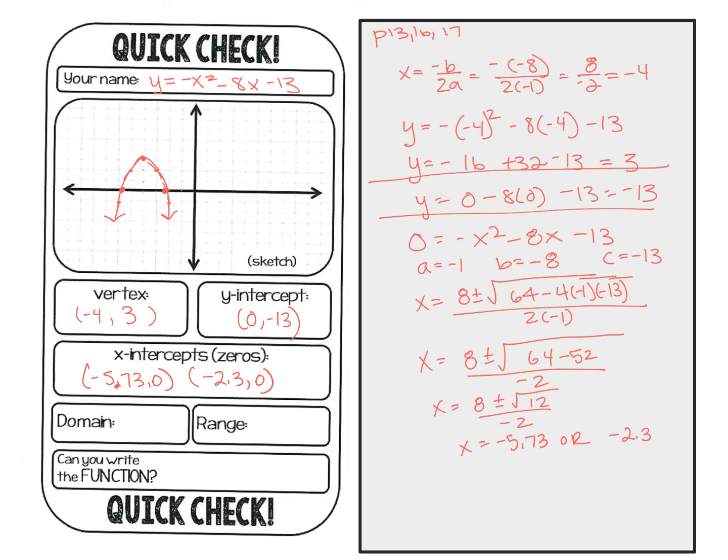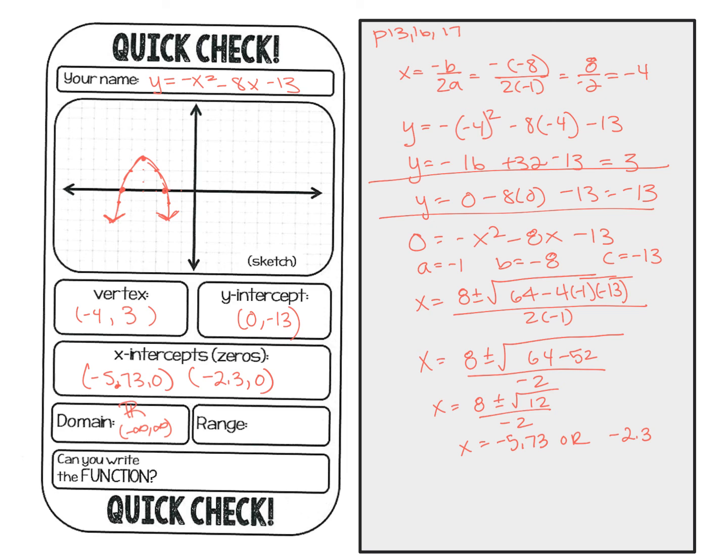My domain, again, is all real numbers for my x-coordinates. In other words, any value of x can be substituted into this equation, and I'm going to get a value for y. That's because my parabola continues growing outwards and down forever and ever.